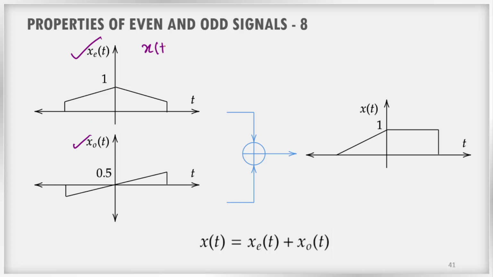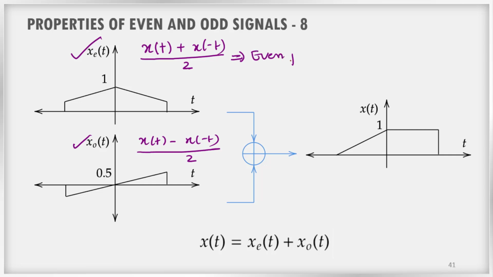What we have done: x of t plus x of minus t divided by 2, right? This is one operation we have performed, and the second operation is x of t minus x of minus t divided by 2, right? So this resulted in the even part, and this resulted in the odd part, right? And what happens if I add this even part and odd part together? See, I take the even part and odd part and I add both of them. What happens in the result? We can see that we will get back the original signal x of t.